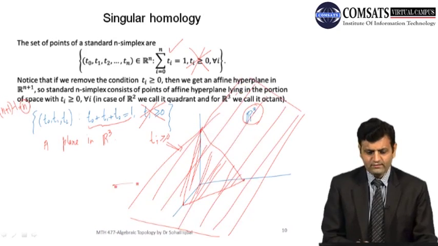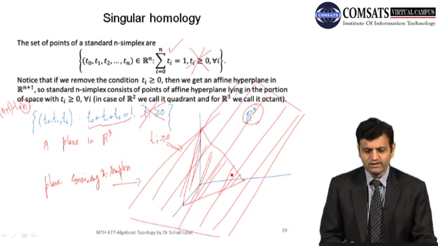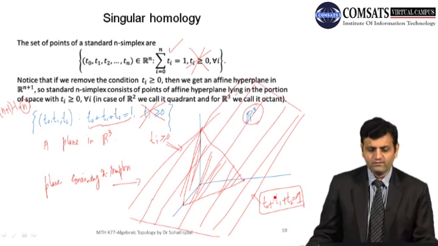So the plane containing the 2 simplex is the plane that we get after dropping the condition ti greater than or equal to 0. In other words, this plane is defined by the equation t0 plus t1 plus t2 equal to 1. That's the equation of this plane, and if we impose the condition ti greater than or equal to 0, then we will get the following 2 simplex.